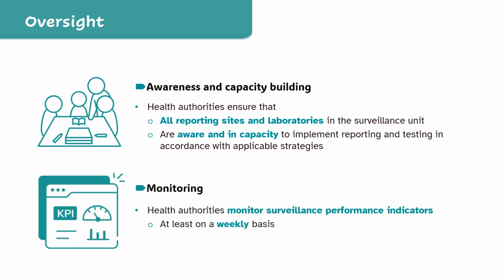Health authorities then monitor surveillance performance indicators at least on a weekly basis to verify that reporting and testing is implemented according to applicable strategies to track clusters. If any reporting site or laboratory does not implement reporting or testing in accordance with applicable strategies, health authorities then take supportive measures to improve reporting or testing.